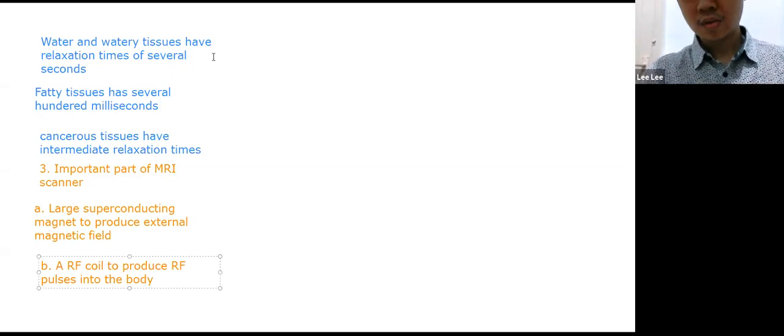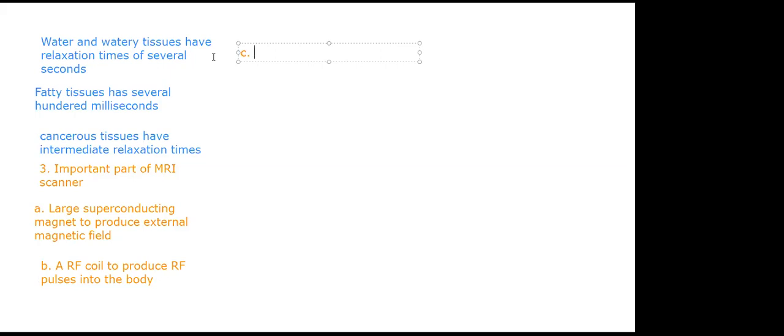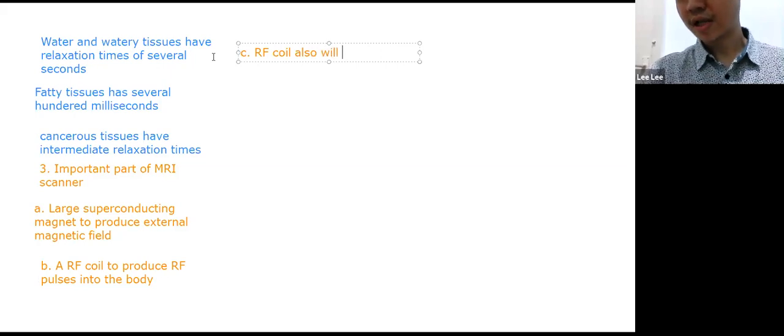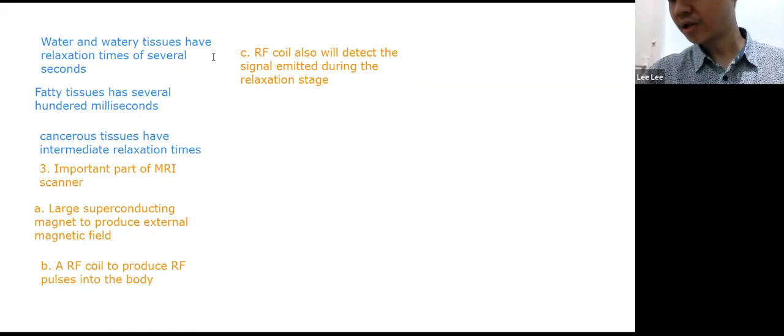And then when your body tissue comes to a relaxing state, it will emit energy. Energy is equal to h times frequency, and the frequency is also in the RF wave range. So the RF coil also will detect the signal emitted during the relaxation stages. Still okay until here.